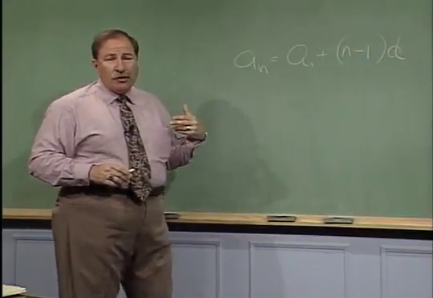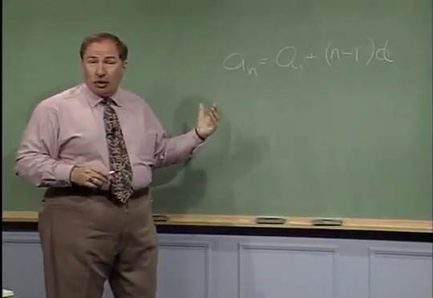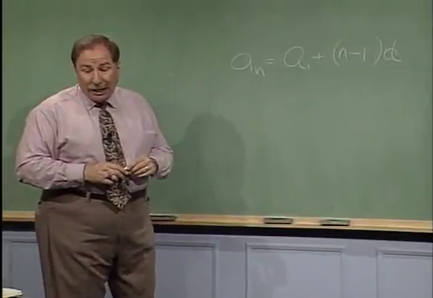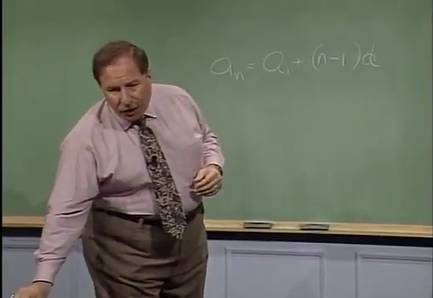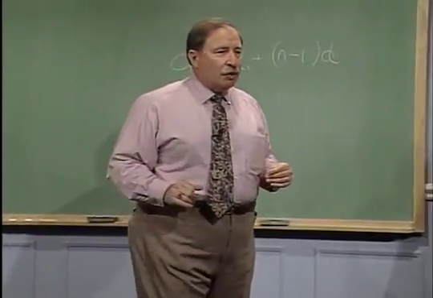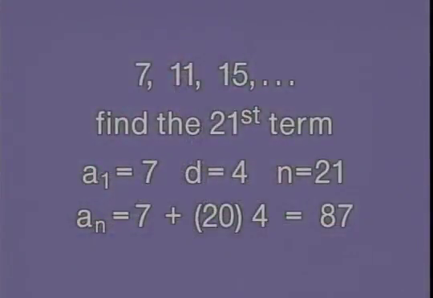Another word, by the way, for sequence is progression. Sometimes this is called an arithmetic progression. Let's look at an example of finding the nth term in an arithmetic sequence. The next visual shows us that. We are given the sequence 7, 11, 15, ... which means whatever is happening with 7, 11, and 15, that sequence continues.